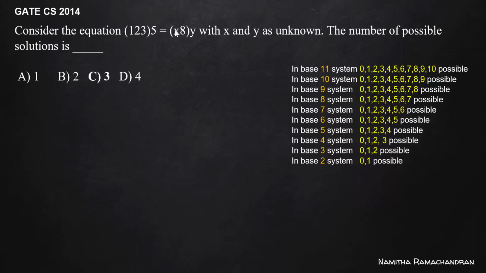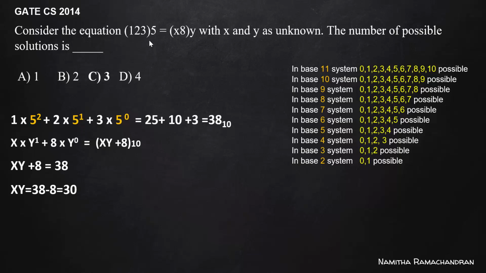Okay, and for solving this, we need to consider this in the decimal form. How to convert this into its decimal form? To get its decimal equivalent, we need to multiply different positional values with the corresponding digit. That is 5 to the power 0 into 3 plus 5 to the power 1 into 2 plus 5 square into 1. By solving this, we get 38 in decimal.